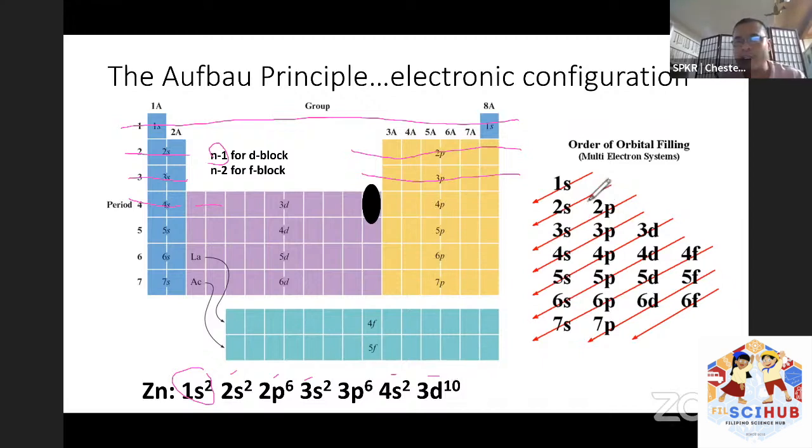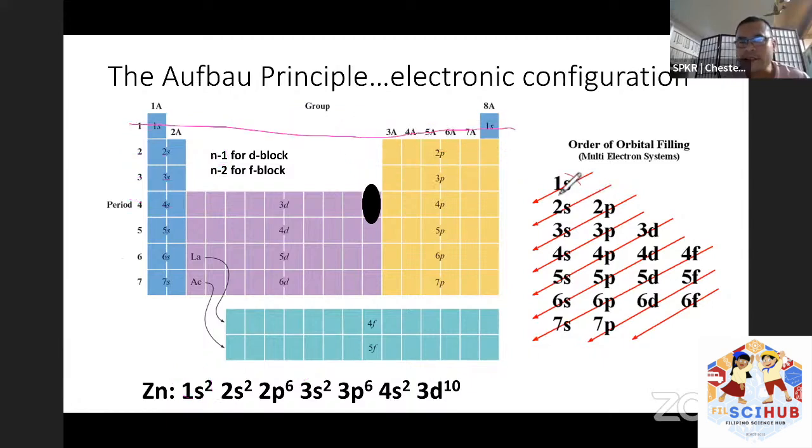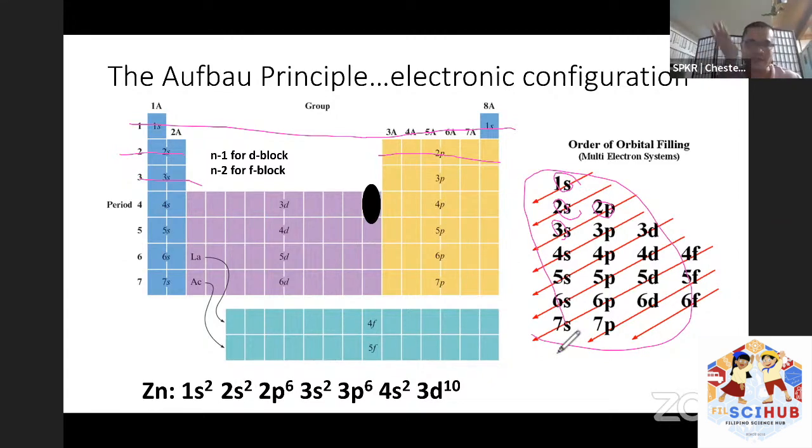Kung actually titignan natin tong Aufbau principle, tong build-up principle na to, Aufbau in German, actually it's going to reflect the periodic table din. Kasi tignan mo, buburahin ko to. Okay? So 1s, 2s, okay? 2p, 3s, and so forth and so on. So, well, I mean, writing this actually, I mean, is an extra effort. So my suggestion is use the periodic table, okay?